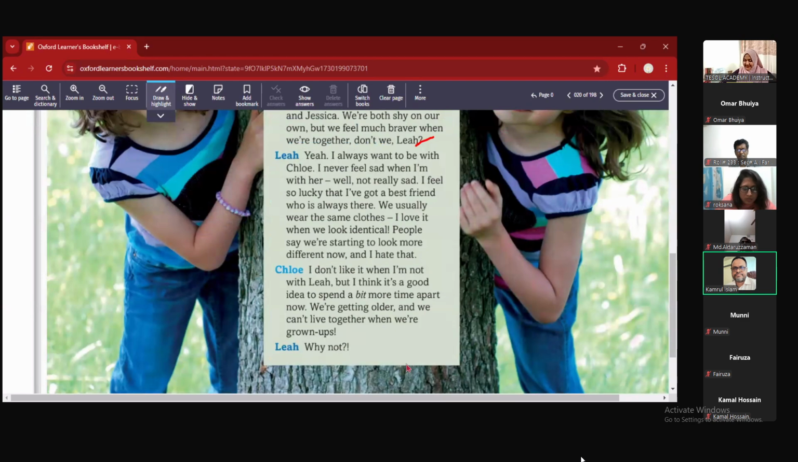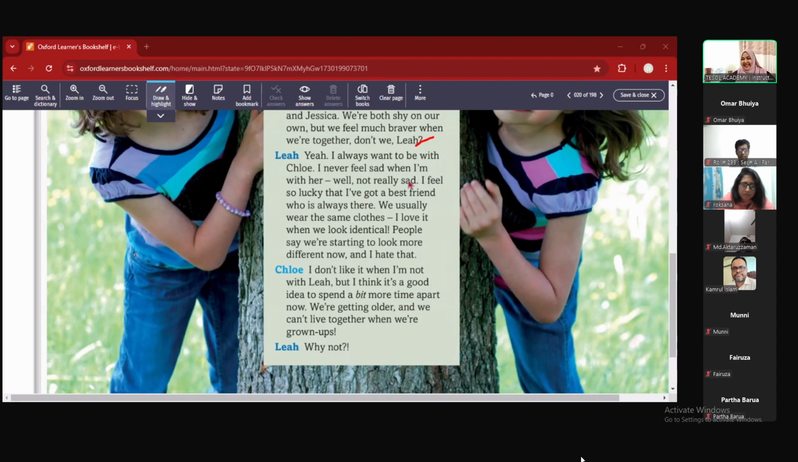Chloe: I don't like it when I'm not with Leah, but I think it's a good idea to spend a bit more time apart now. We are getting older and we can't live together when we are grown ups. Leah: Why not?